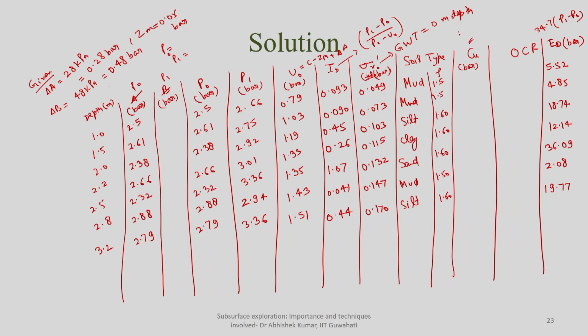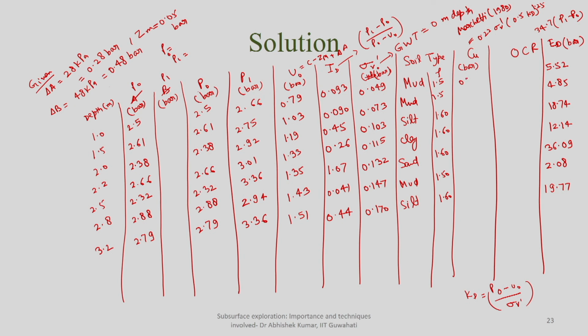Cu, as given by Marchetti in 1980, can be Cu equals 0.22 sigma V naught prime times 0.5 Kd raised to the power 1.25. Kd you can also determine as P naught minus U naught over sigma V prime. Based on that you can determine the value of Kd, and then you can determine the value of Cu.